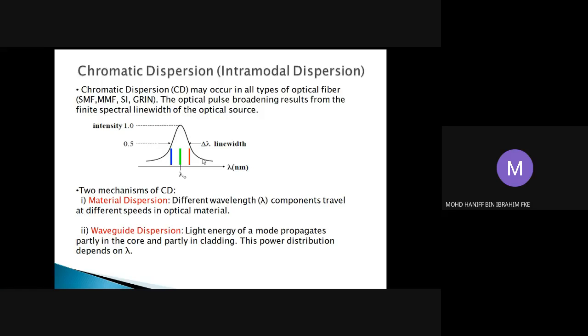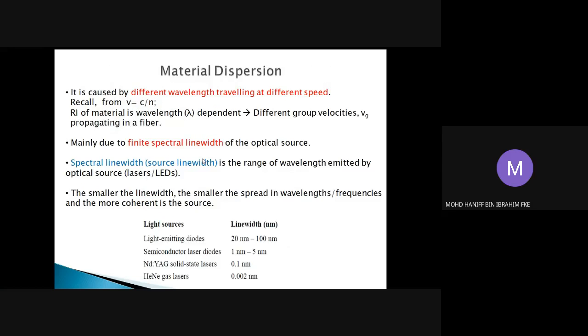Before we proceed further, you have to understand this very well. Material dispersion and waveguide dispersion are both due to different wavelength components existing in your power source. So we go for the first one, which is material dispersion. Material dispersion is caused by different wavelengths traveling at different speeds.